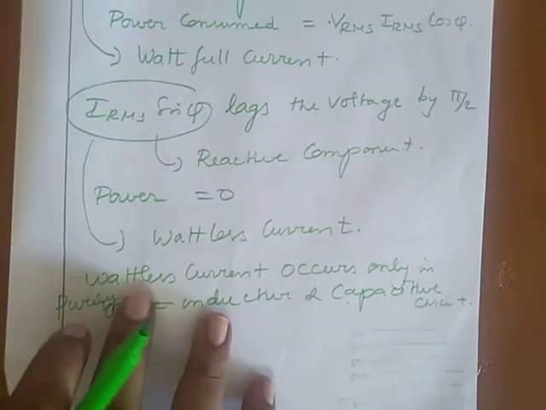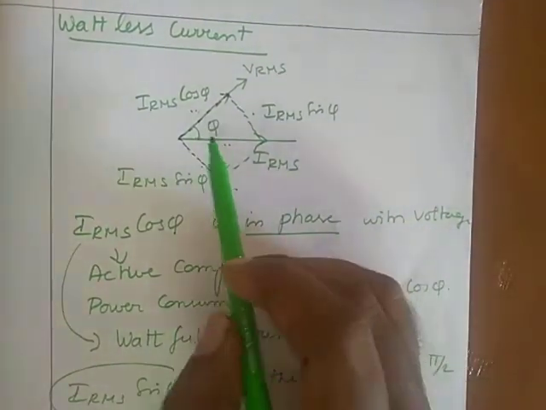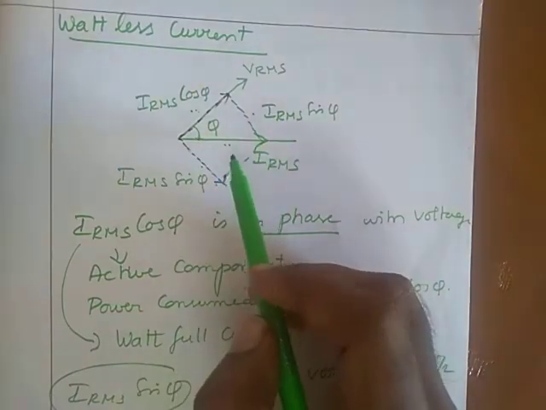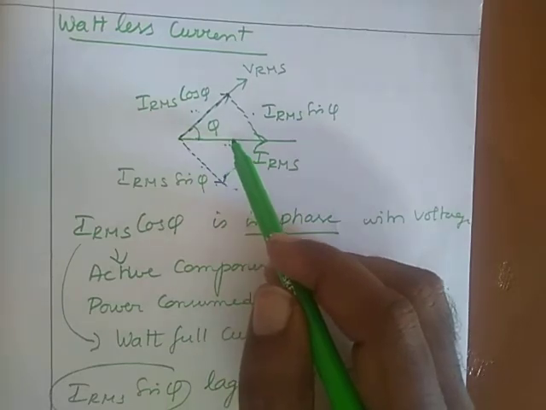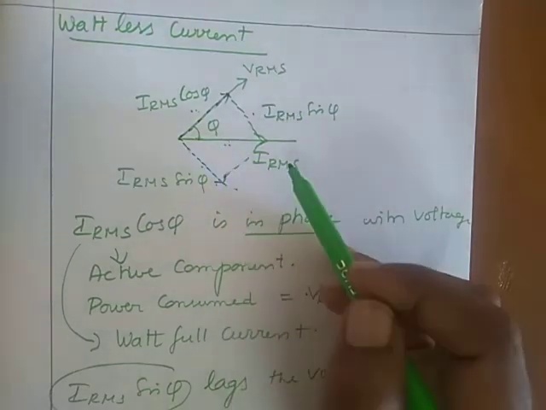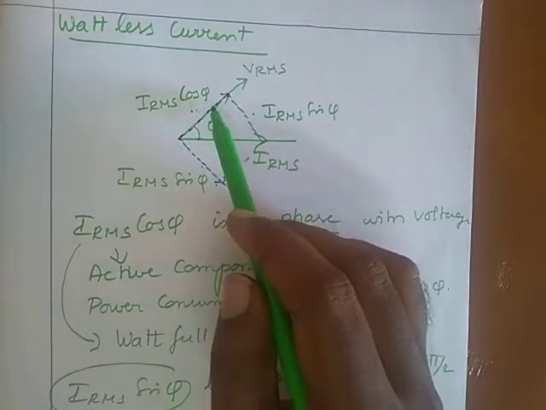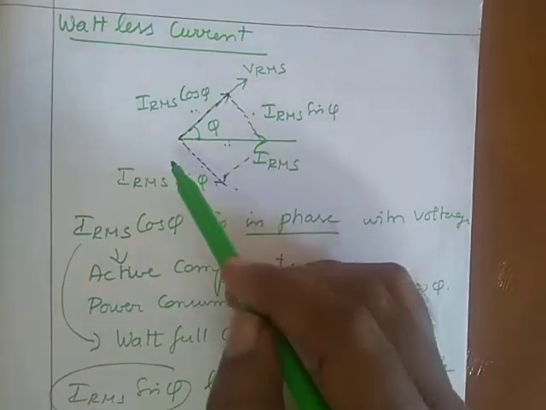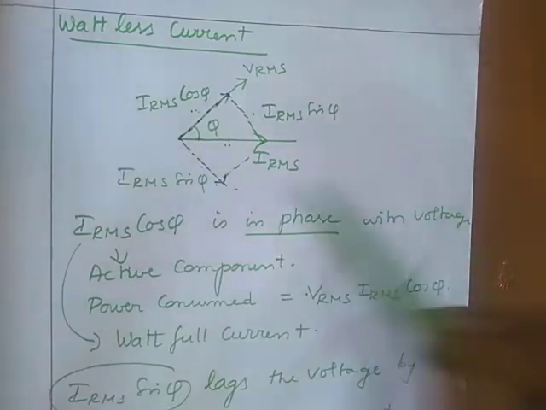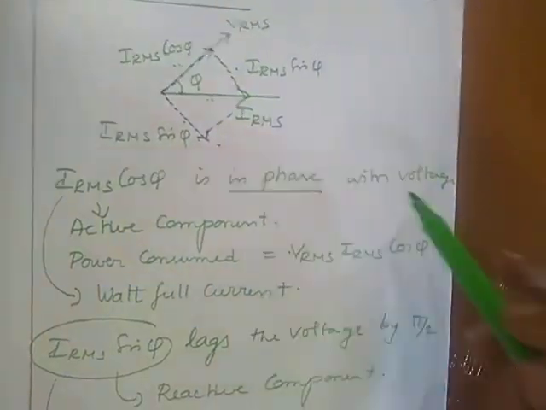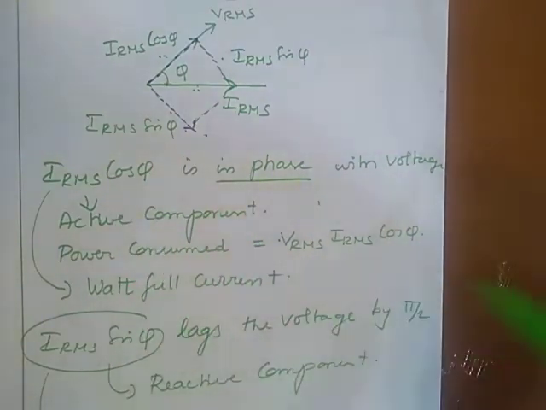See, here in this video we learnt about wattless current. First of all I consider an AC circuit where voltage and current are in phase difference phi. Here we know the graph shows the voltage leads the current by phase angle phi. Here the current is split up into two components. One is Irms cos phi, that is along the axis of Vrms, and Irms sin phi, that is perpendicular to the Vrms. Irms cos phi is in phase with the voltage, so it is an active component. Then the power consumed is Vrms Irms cos phi.